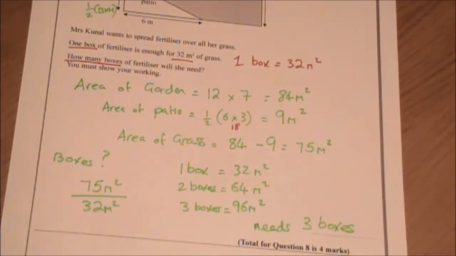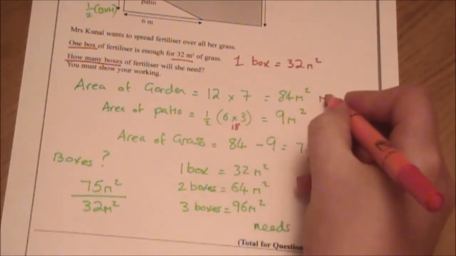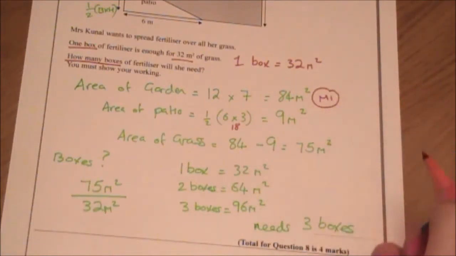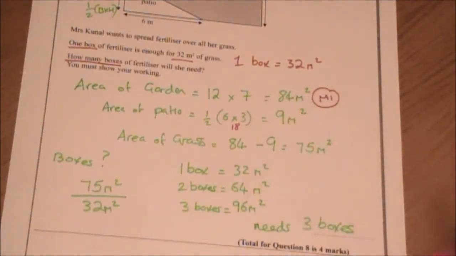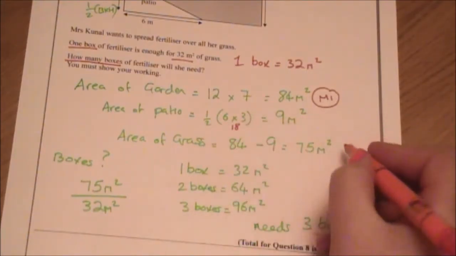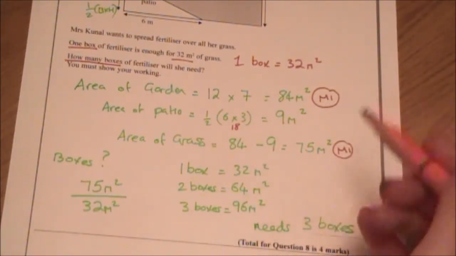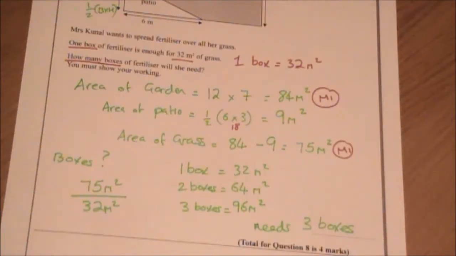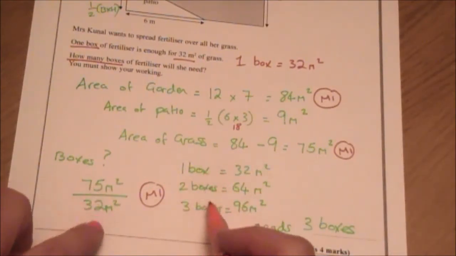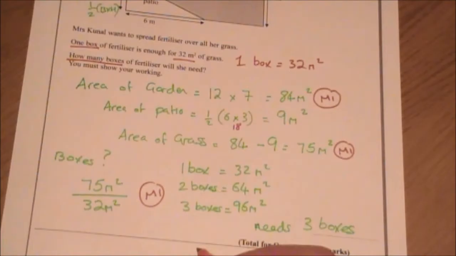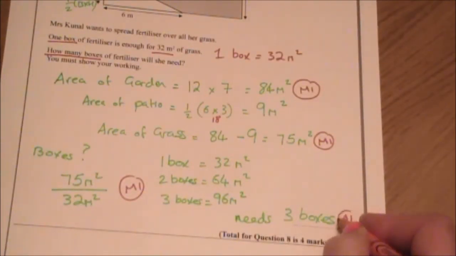Now, with regards to how the marks are distributed for this, it's a 4-mark question. You get 1 mark for finding the area of your shapes, or at least one of the shapes correctly. You get your 2nd mark for doing the subtraction to find the area of the grass. You get the 3rd mark for showing how you're going to get to the number of boxes you need, and you get the 4th answer mark for getting the 3 boxes correct.